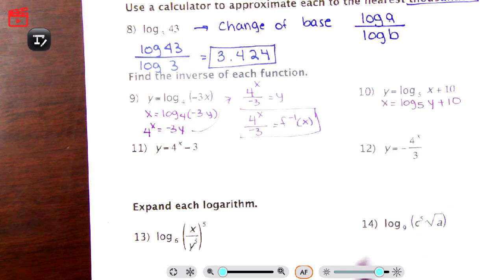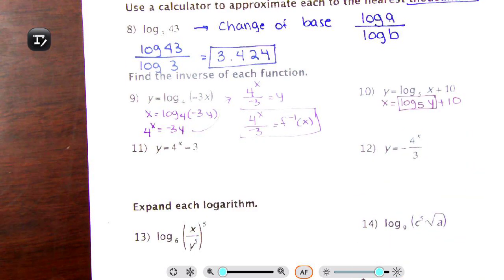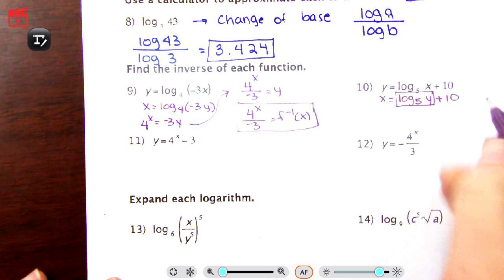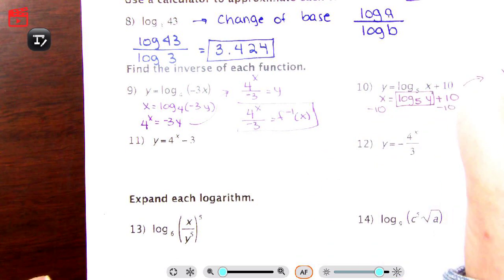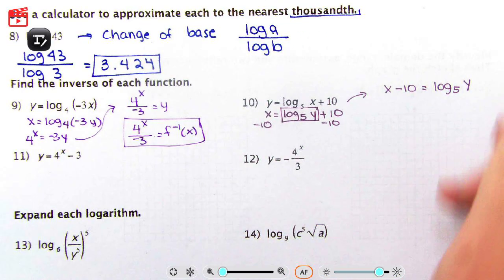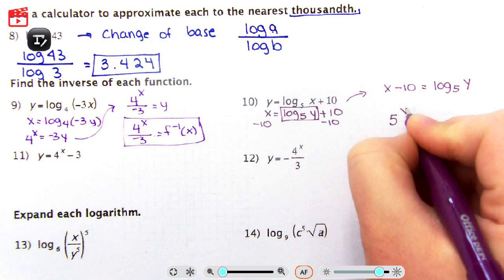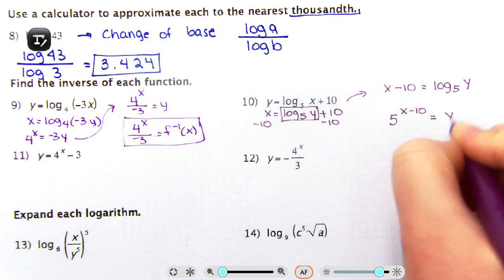All right, again, switch x and y. Here's the thing though, you guys. This is a bubble. Make sure the bubble is alone before you switch anything to an exponential form. Make sure the bubble is alone. So I'm going to subtract 10 from both sides first. So I have x minus 10 is equal to log base 5 of y. Now rewrite this. So I have base 5, exponent is x minus 10, and that's equal to y.